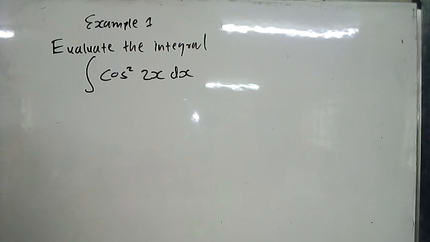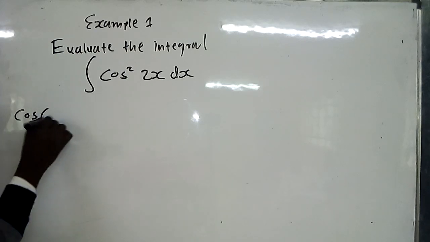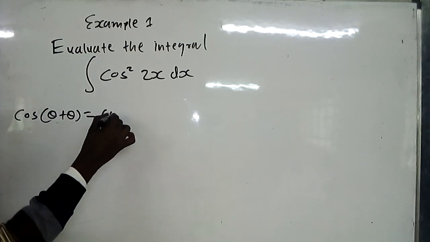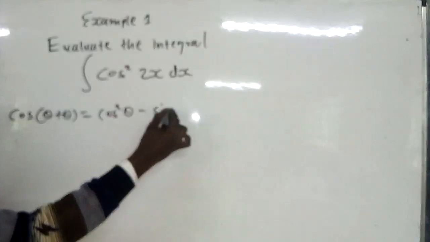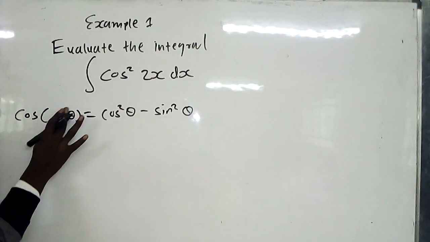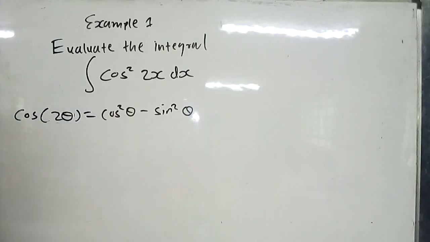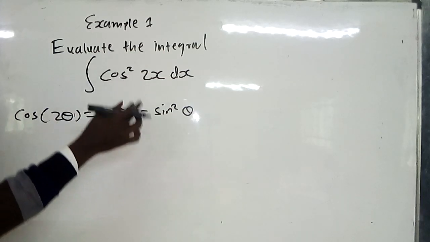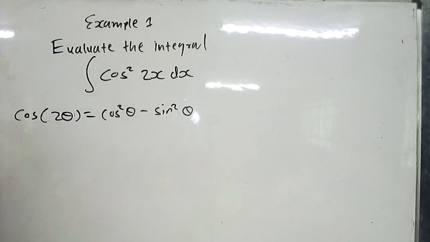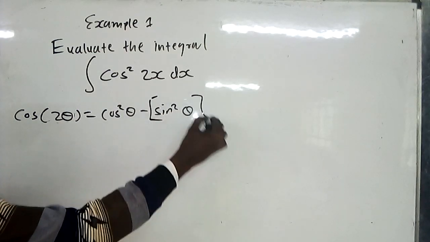Are we together? So when you have cos of theta plus theta, that was cos square theta minus sin square theta. So theta plus theta, remember, is 2 theta, isn't it? That is a double angle. But we want cos square, meaning we make everything here in terms of cos square, isn't it? So what is sin square?